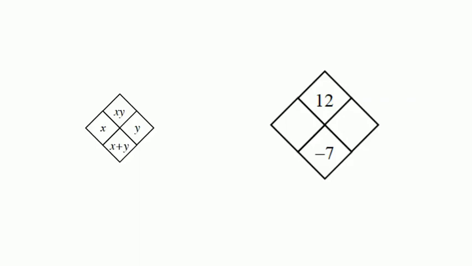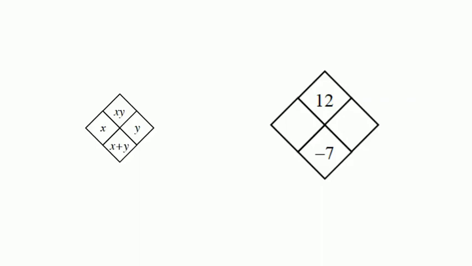The top of the diamond is always the product of the left and right numbers. So when you multiply those numbers, you can get the top answer. The bottom of the diamond is always the sum. When you add the left and right number, that sum goes down into the bottom. So all diamonds are set up the same way.